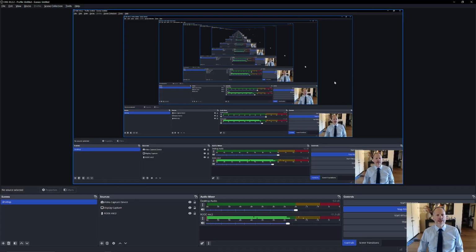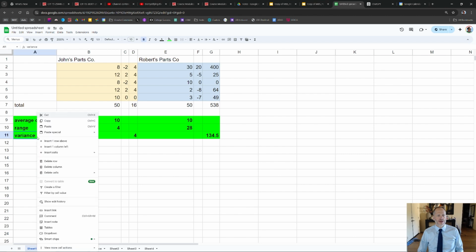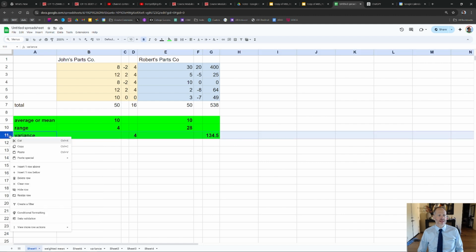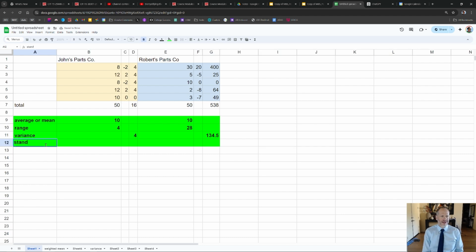So here's the next little thing we're going to consider. We've talked about variance, and now we're going to learn about something called standard deviation. Standard deviation is a super important concept, so I'm going to choose insert row below. I'm going to put in here standard deviation. Standard deviation is a super important concept in statistics.